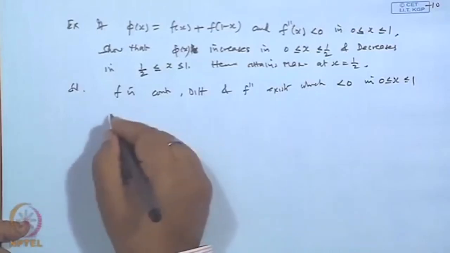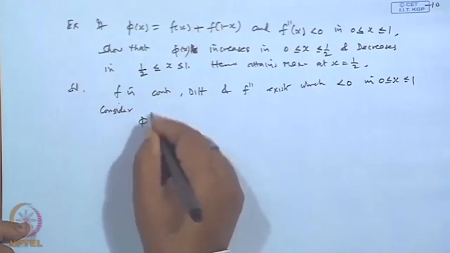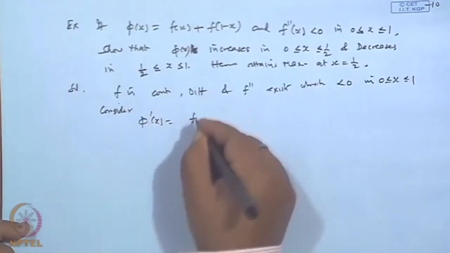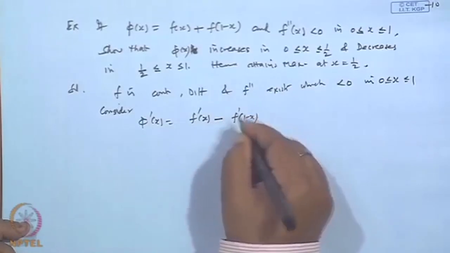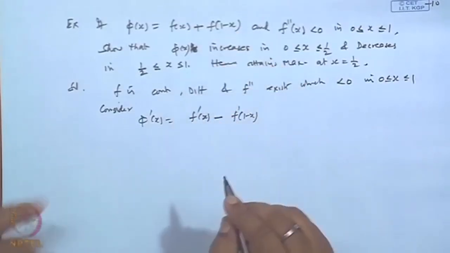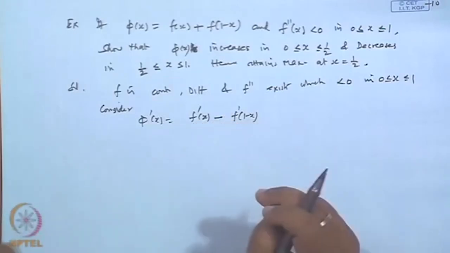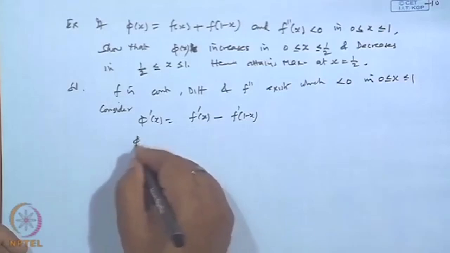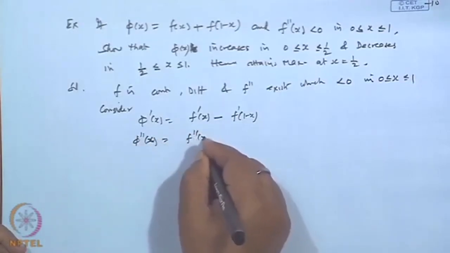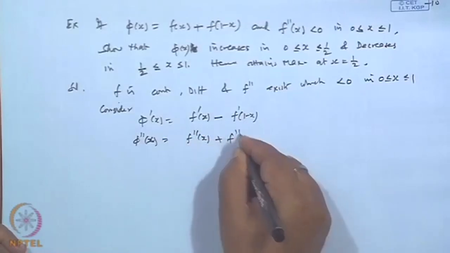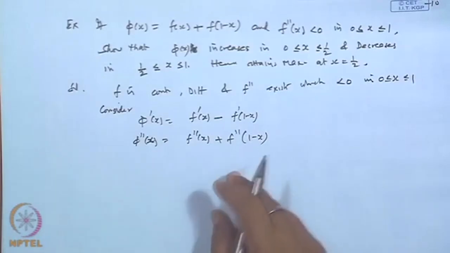Now, let us consider phi dash x. If we take phi dash, this is f prime x and the derivative of this is f prime (1 − x) and the derivative of (1 − x) is minus 1. But we cannot get any information whether f prime is greater than this or not. Okay. So go for another one, phi double dash x. So phi double dash x comes out to be f double dash x plus f double dash (1 − x).